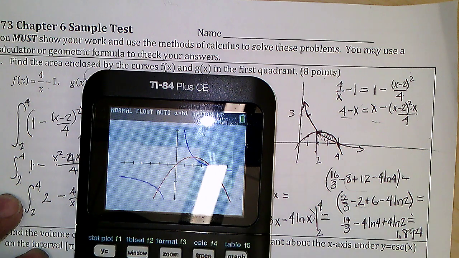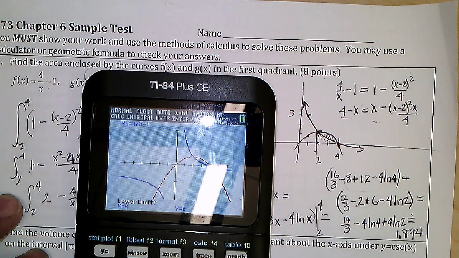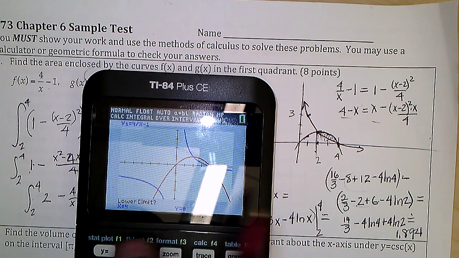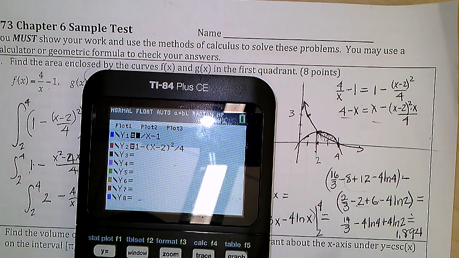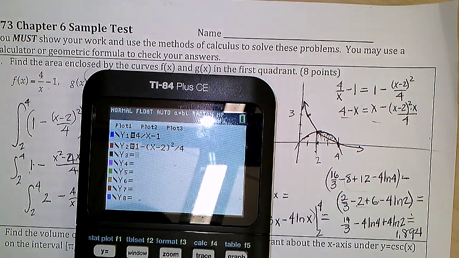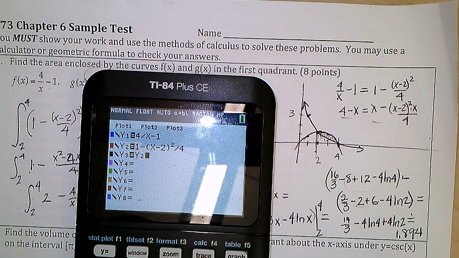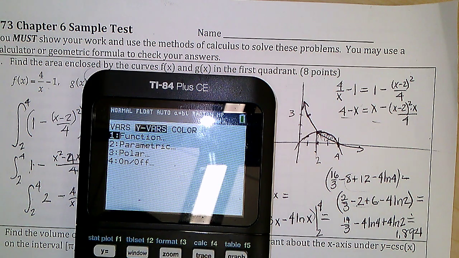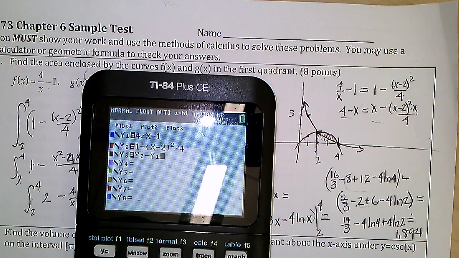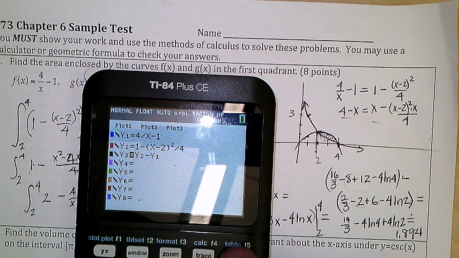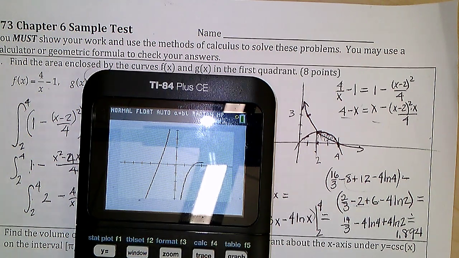So look at back of the graph. Second, calculate 7, the area between the two curves. So I'm going to make a function for that. I'm going to go here, and the top one was y2. So vars, y variables, y2 minus y1, vars, y variables, function y1. And I can turn off the other ones. And so there's the graph of the difference.